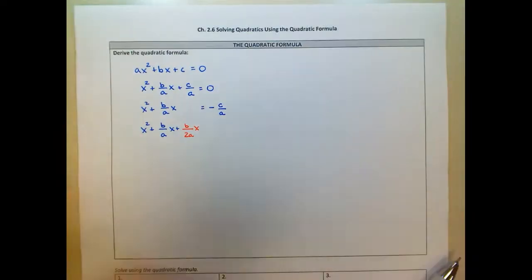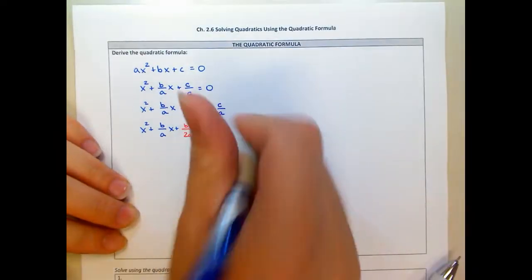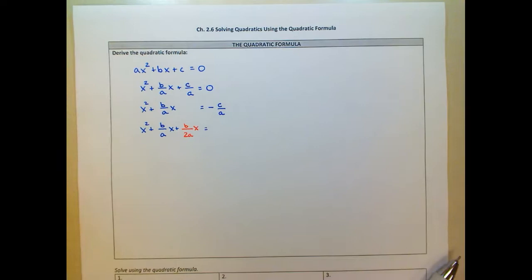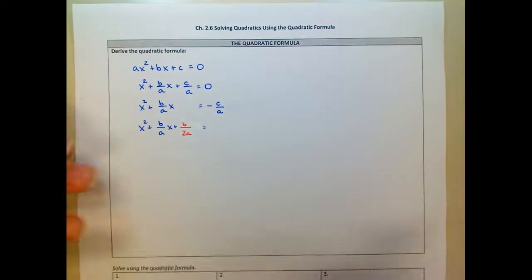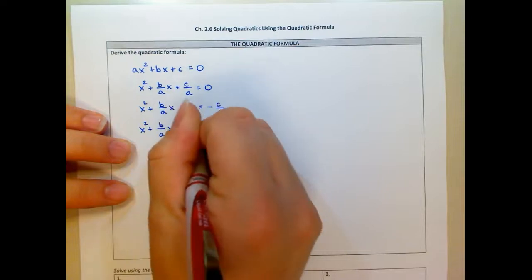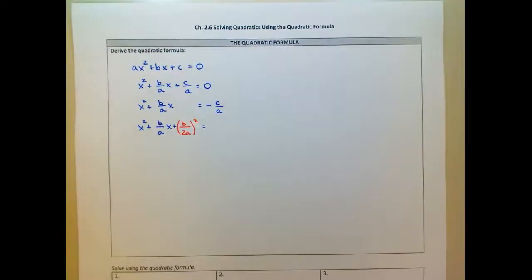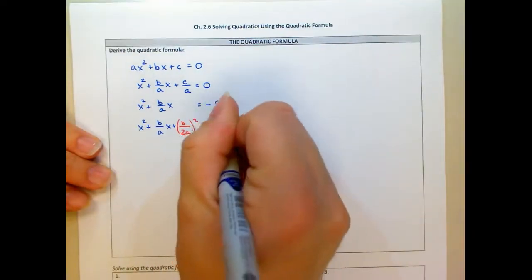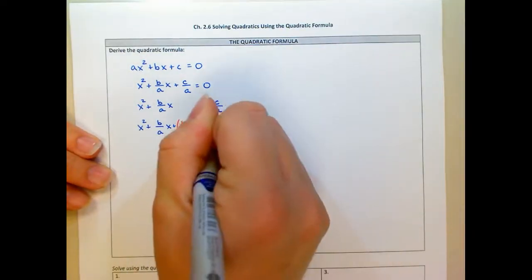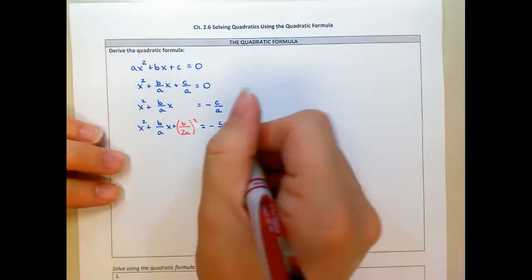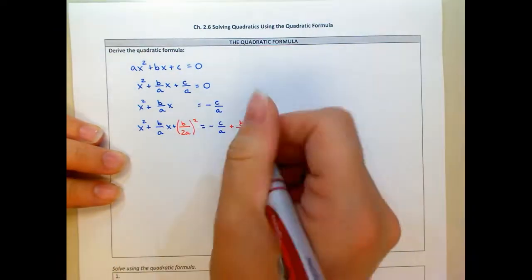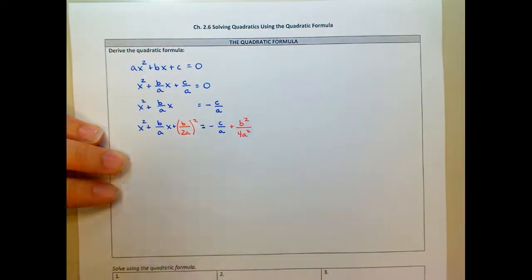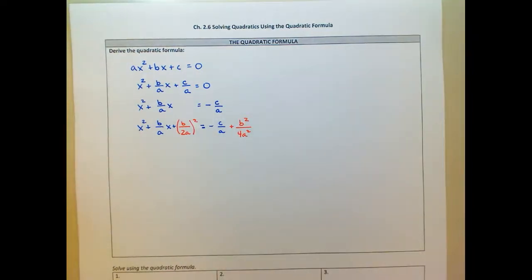And then we do the same thing to the other side. Although for some reason I wrote an x here that I should not have written, my mistake. This side should have been b over 2a squared. Remember, we halve the middle term and then we square it. So on the right side, we would add that same amount. I'm going to go ahead and square it. I'm going to put plus b squared over 4a squared. You have to square the b, square the 2, and square the a.